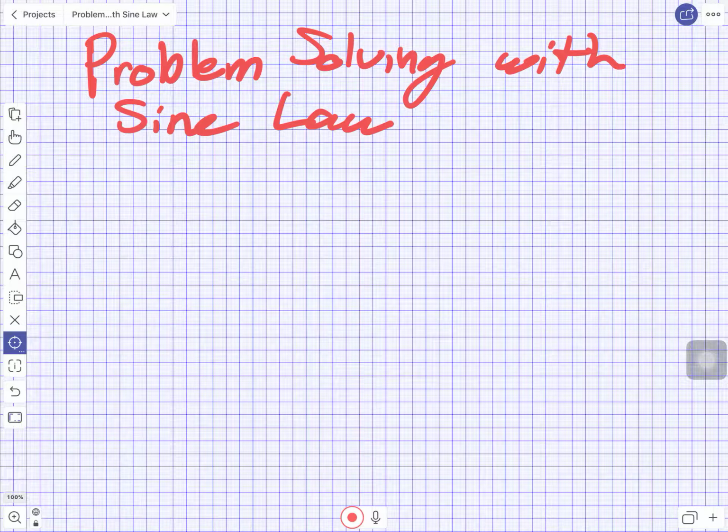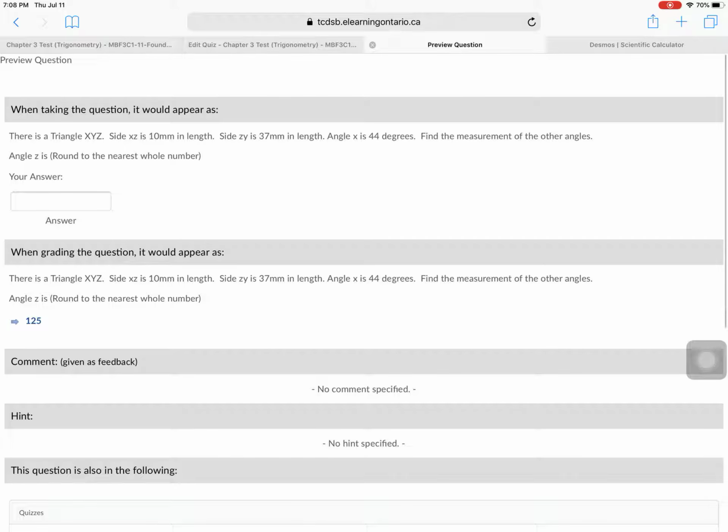Okay, we're going to look at problem solving with sine law here. And instead of just pulling up a random question, we're going to go to a question that was generated by a computer. And we're going to check to make sure this computer program is correct.